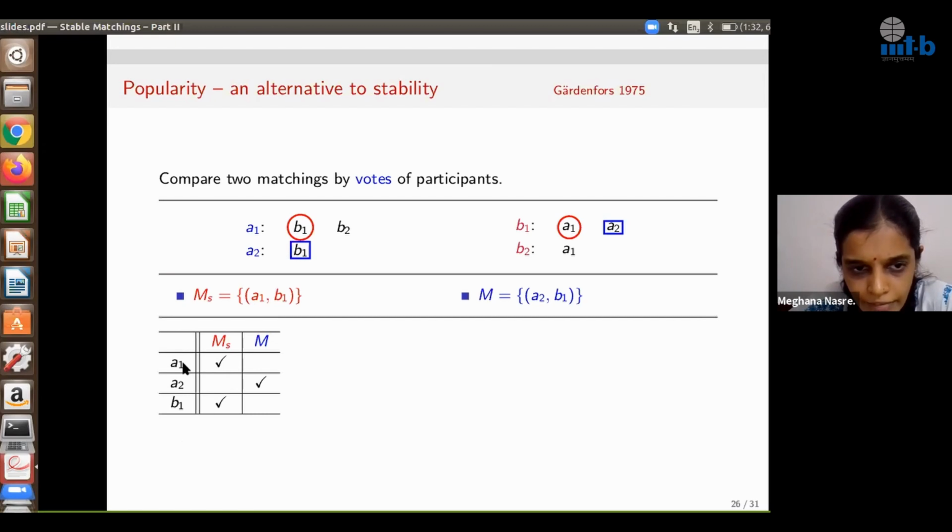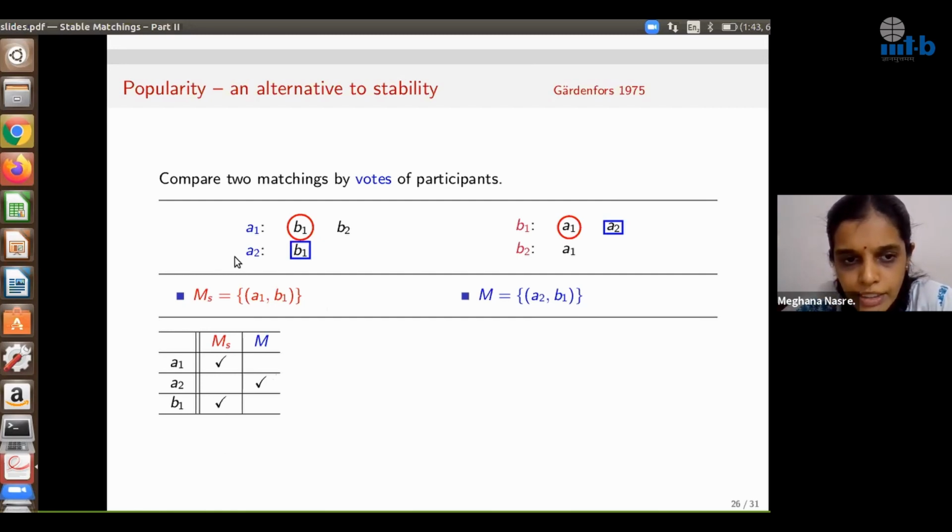So let's look at A1. A1 says, I get B1 here versus I remain unmatched in the blue matching, so I will give my vote to MS, the red matching. A2 says, I do not get anything in the red matching, so I will give my vote to M. B1 says, I am matched in both of them, but I get a better partner in the red matching, so I am going to give my vote to MS. So now you have completed this table. This table is tedious, but it can be easily done.